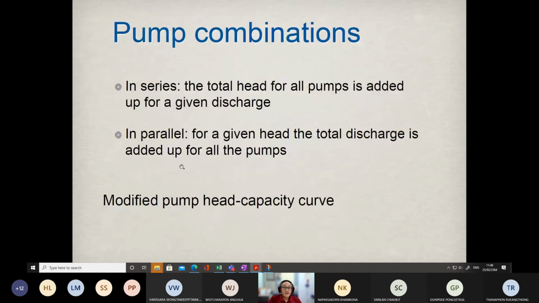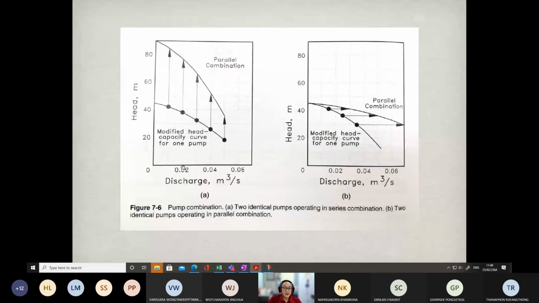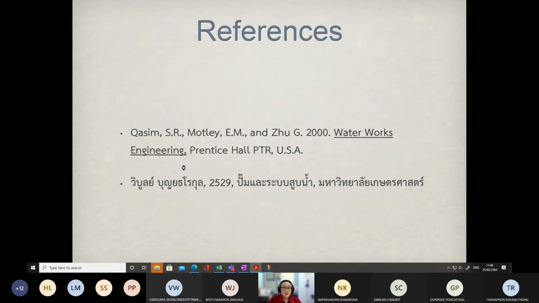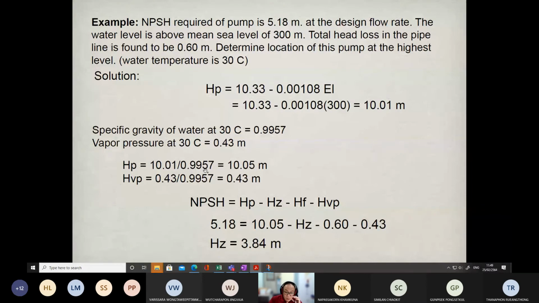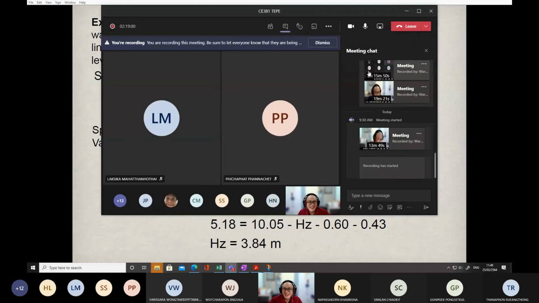Okay, I think that is all for the pumps. So pump combinations I have already talked about. Then we just move to the example. So before going into this example, I'd like to take a 5 minute break.